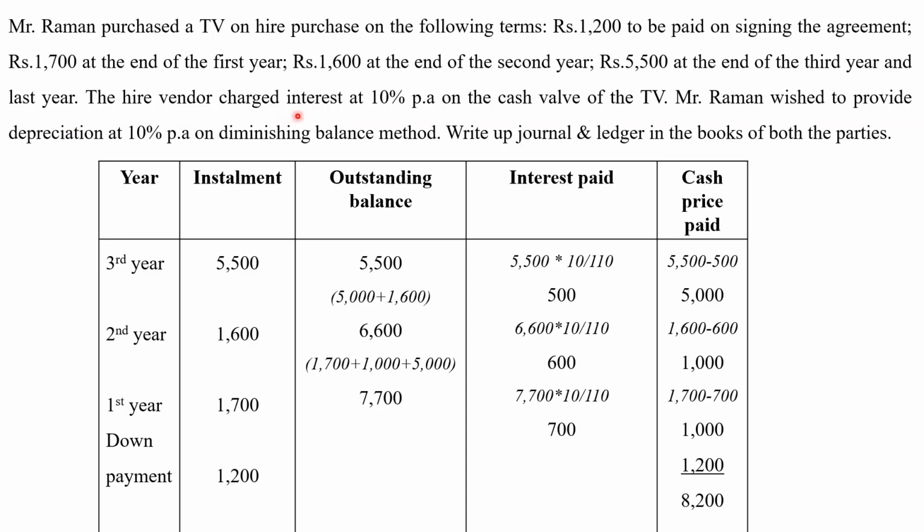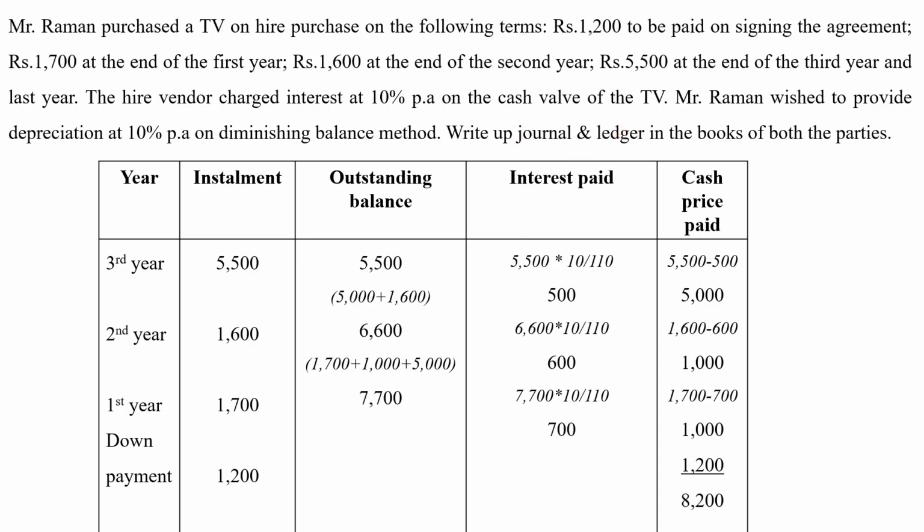The hire vendor charged interest at 10% per annum on the cash value of the TV. Mr. Raman wished to provide depreciation at 10% per annum on diminishing balance method. Write up journal and ledger in books of both the parties. So in this example, I am not going to work out journal for you. I am just going to show you how to work out ledger accounts in the books of both the parties.